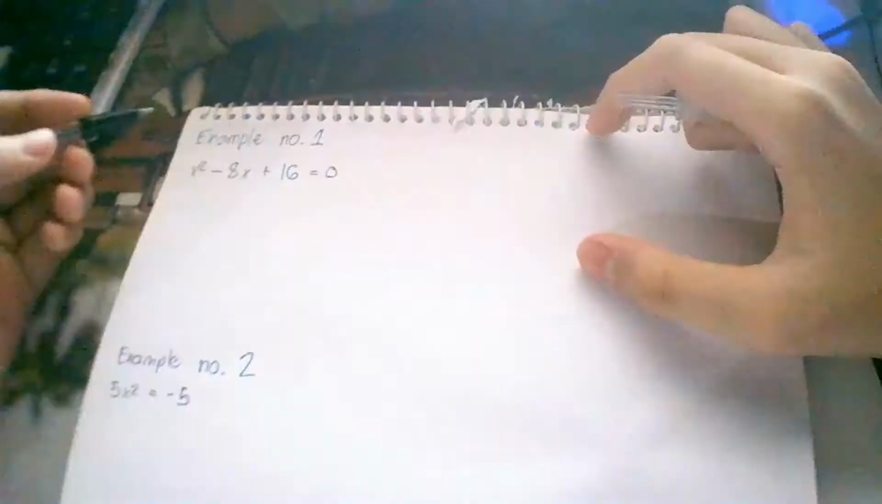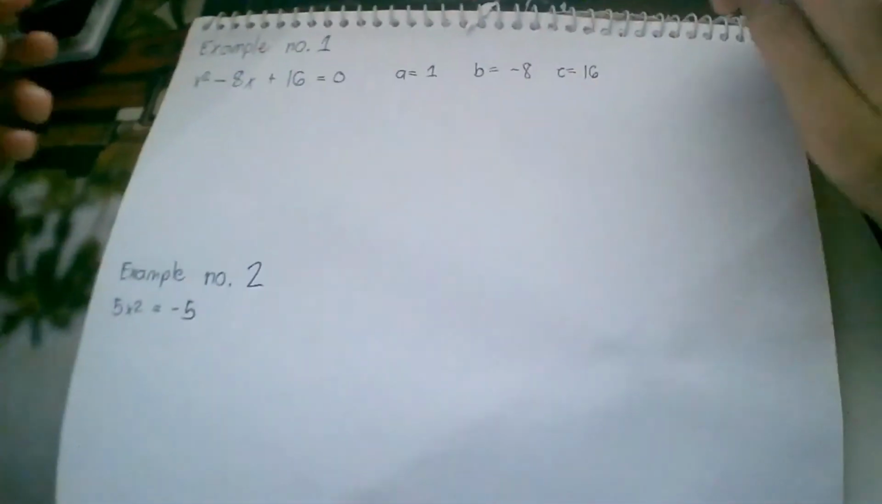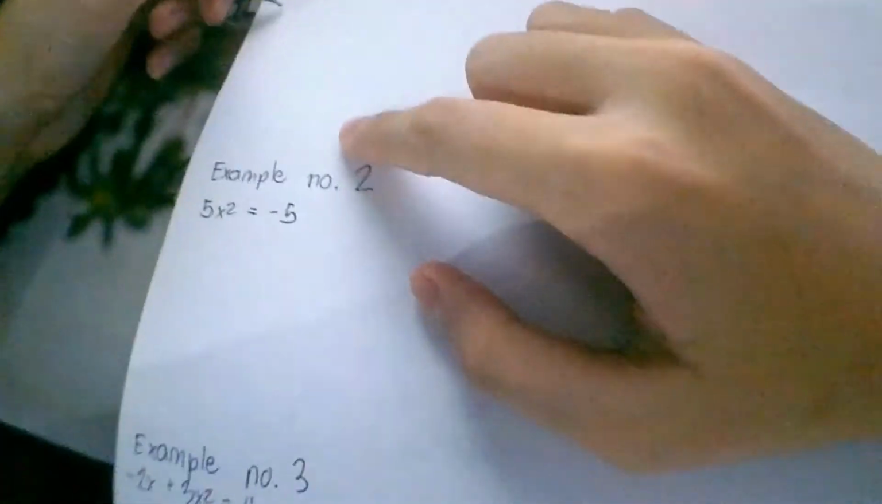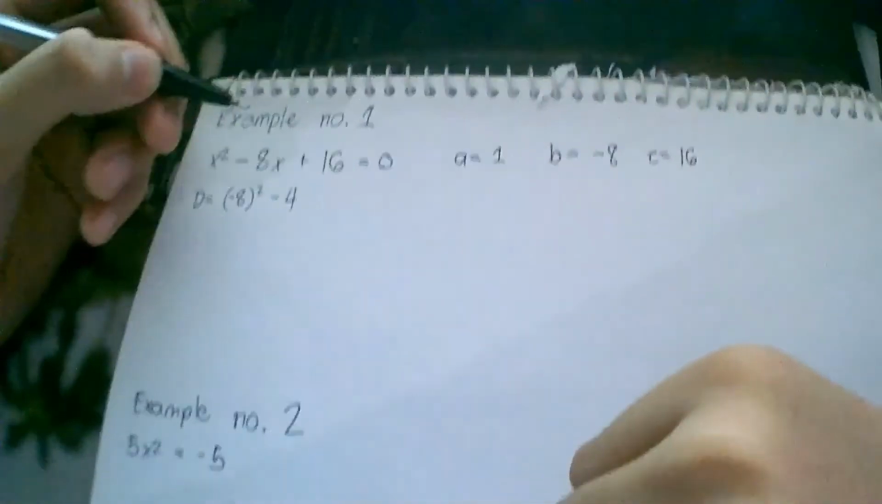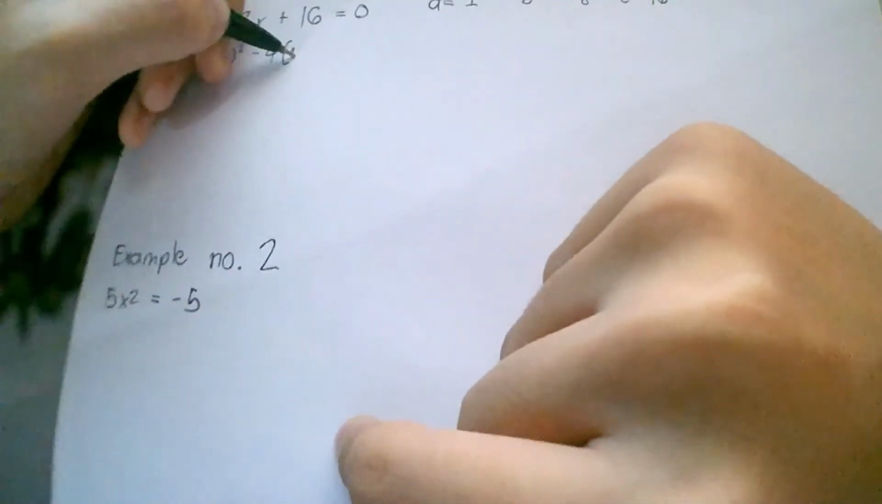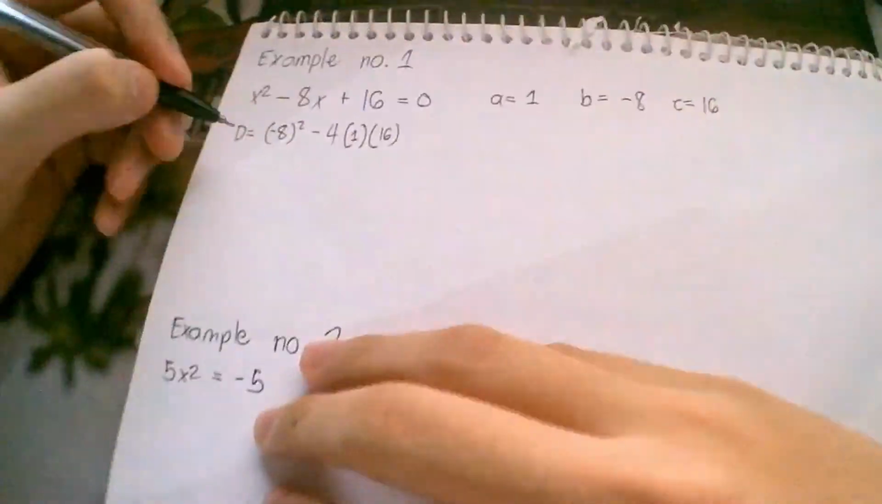First, you find the value of a, b, and c. So, our a is equal to 1, b is equal to negative 8, then c is equal to 16. Next, we will follow the formula. The formula is D equals b squared minus 4 times a times c, so our b is negative 8, b squared minus 4 times 1 times 16. So first, we will square the negative 8.